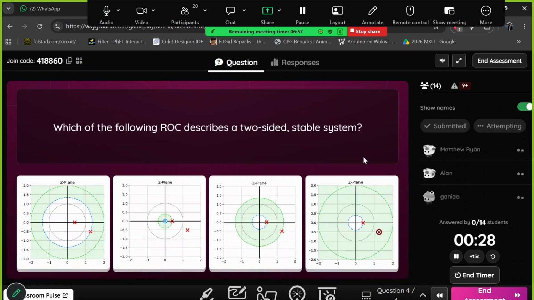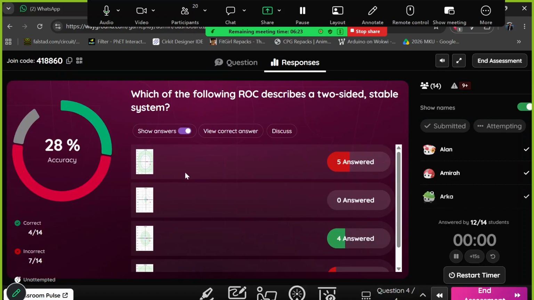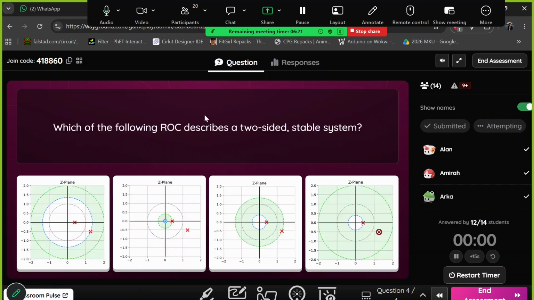Which among these four ROCs describe a two-sided stable system? Okay, 10 seconds to go. Oh, still some of you answered A. Okay, still wrong.